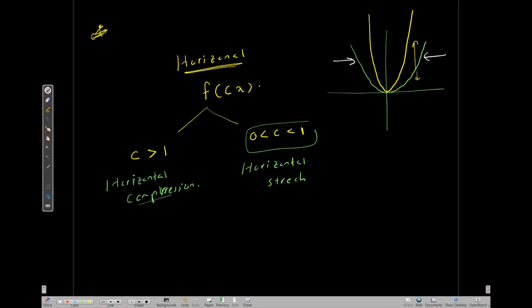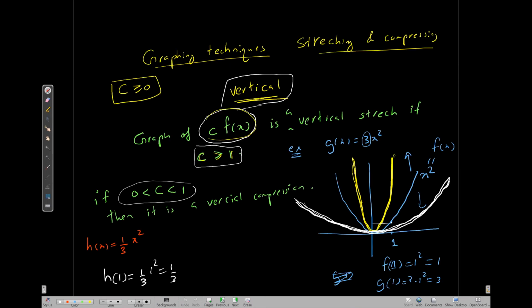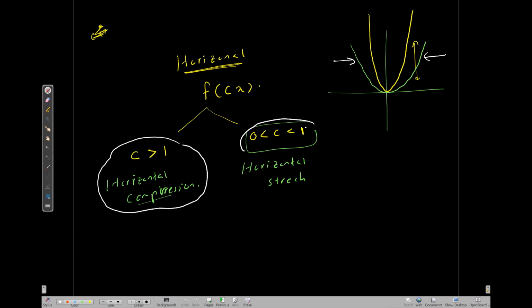If I compress this way, it's going to look like this. That's why, look here: horizontal compression, and for vertical stretch, c is greater than 1. Even though the changes happen to the variable and the function separately, there is a connection between these two. So it's enough to use one, but sometimes it becomes handy when you remember all of these things.